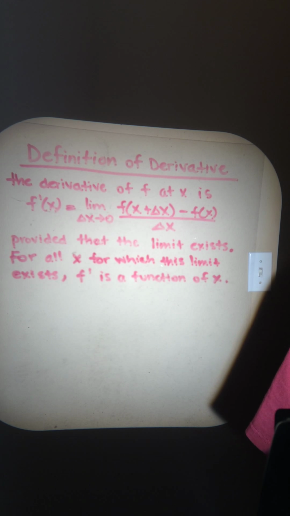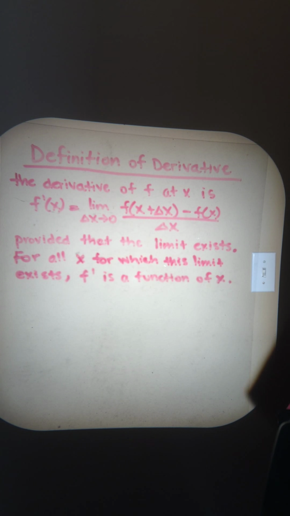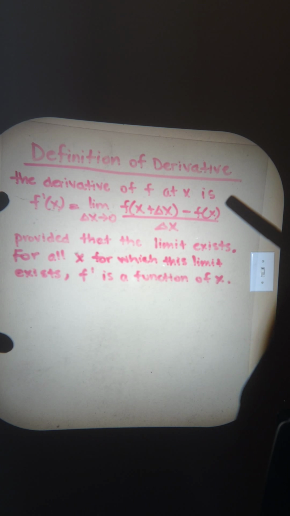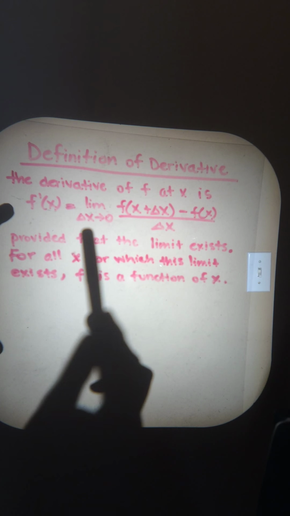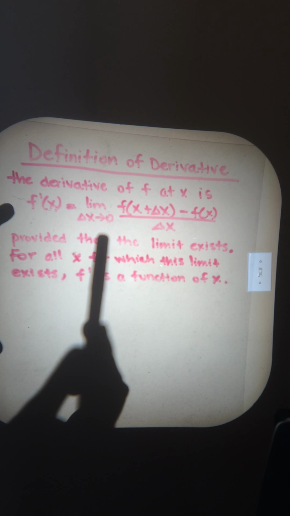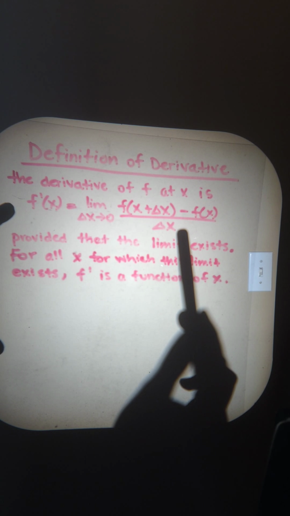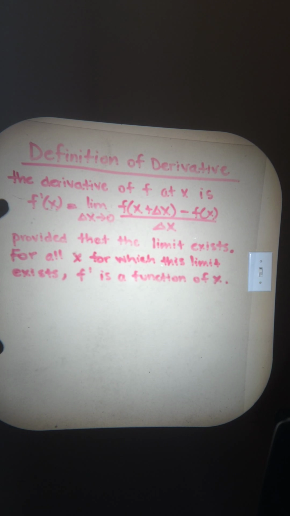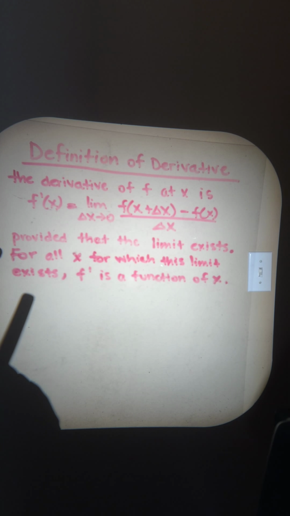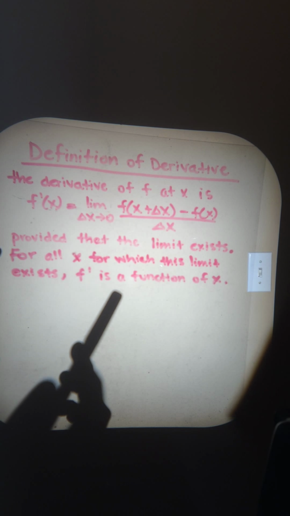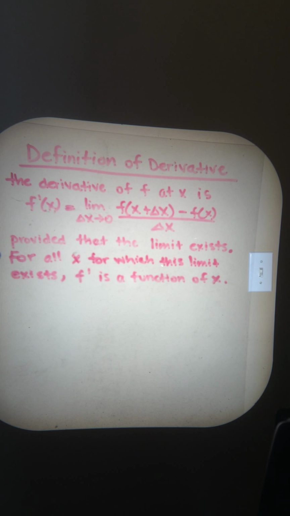Okay, today we're going to be talking about the definition of a derivative. So right here it says the derivative of f at x is f prime of x, this is how we write it, equals the limit as delta x approaches 0 of f of x plus delta x minus f of x all over delta x. And this is provided that the limit does exist. So for all x for which this limit exists, f prime is a function of x.